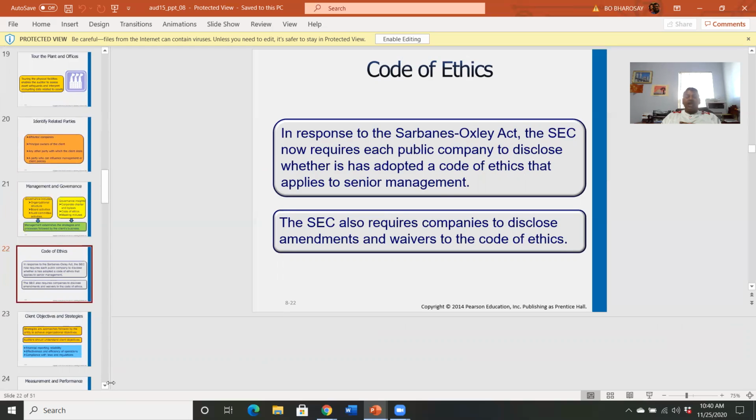Under the Sarbanes-Oxley Act, the SEC requires each public company to disclose whether it has adopted a code of ethics that applies to senior management. The SEC also requires companies to disclose amendments and waivers of the code of ethics. So the management has to sign off on their code of ethics if it's a public company.